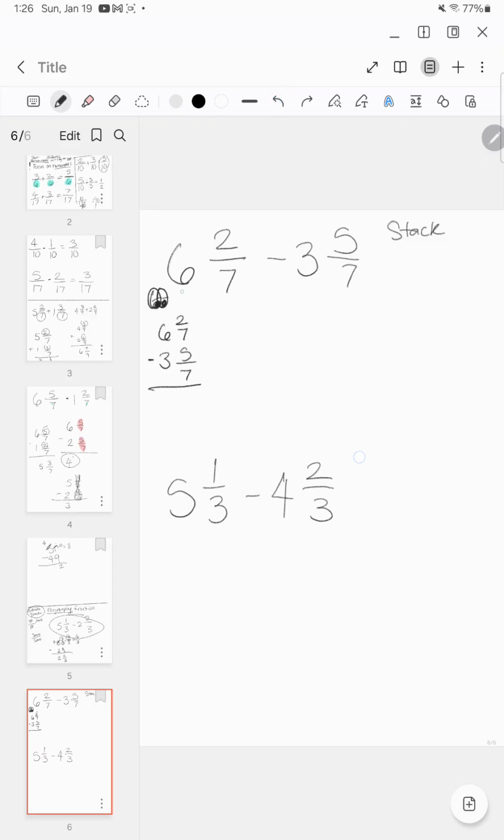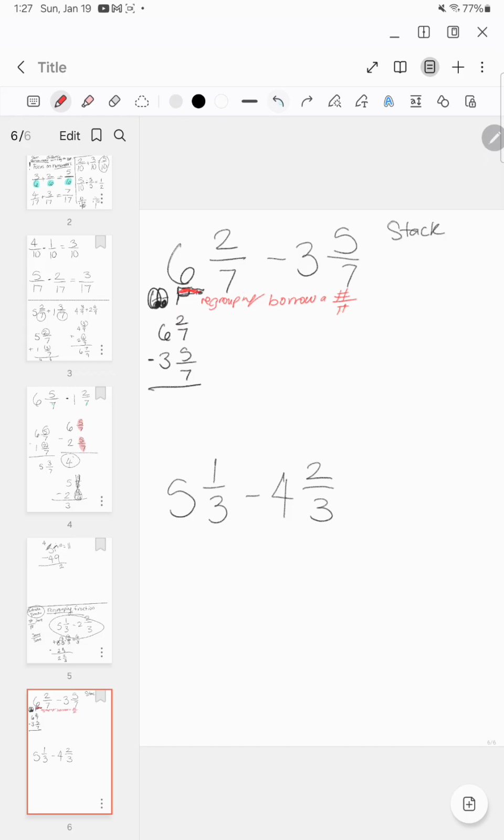So anytime you see that, where the bigger number's fraction is smaller, that right there is your red flag. And anytime you see a red flag, think about regrouping. And you're going to have to borrow a whole fraction.